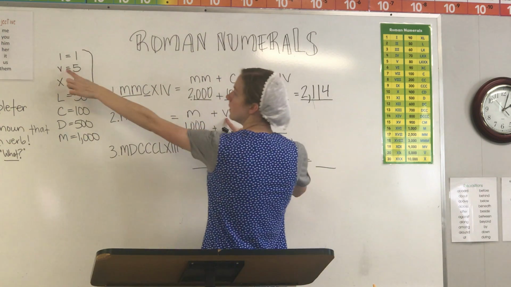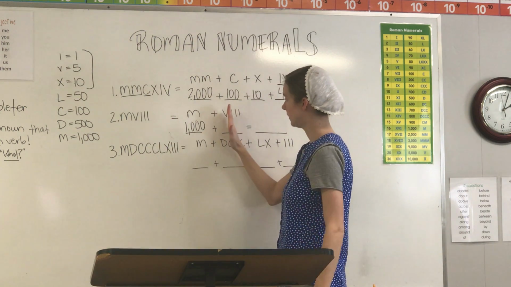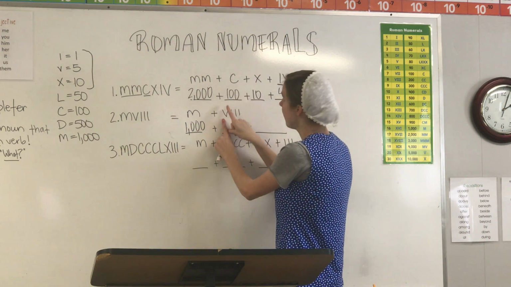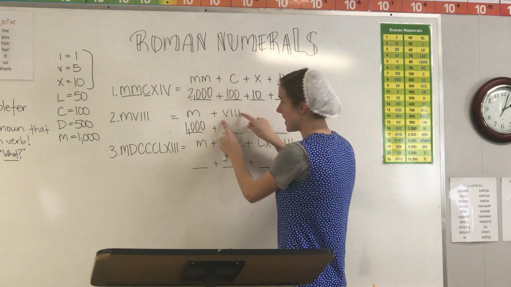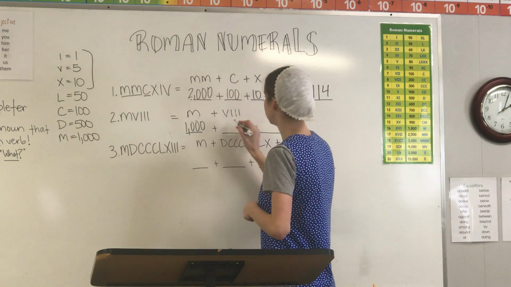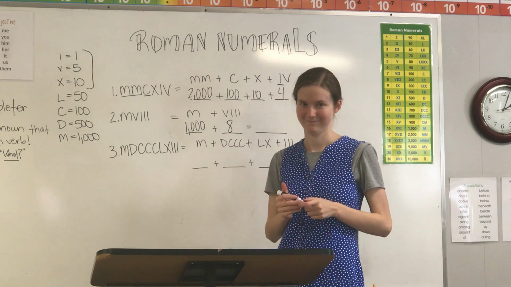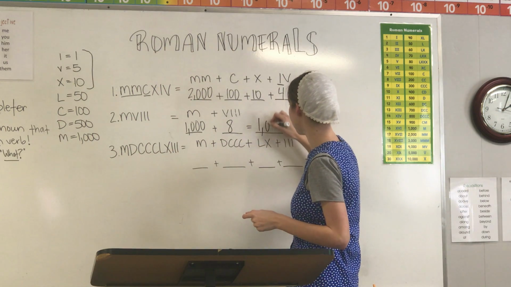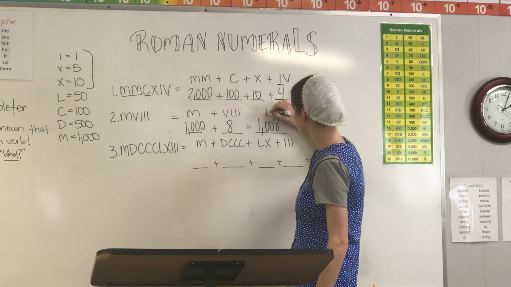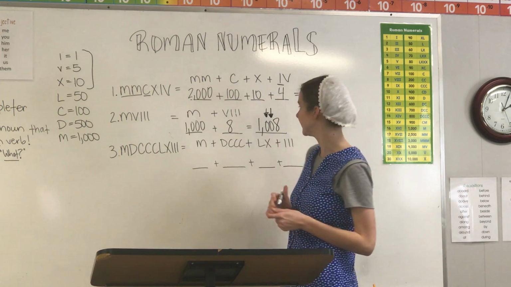So we have V, 5, and then we have three I's. So 5, we are not going to subtract this time because the bigger Roman numeral comes first. So we're going to add 5, 6, 7, 8. We have 5 and 3 ones, which equals 8. We have 1,000 plus 8, which is 1,008. We have a number in the thousands place and a number in the ones place. We put zeros in here as placeholders in the tens and the hundreds place.